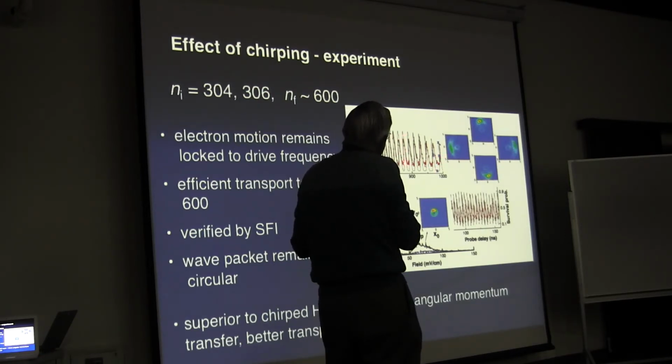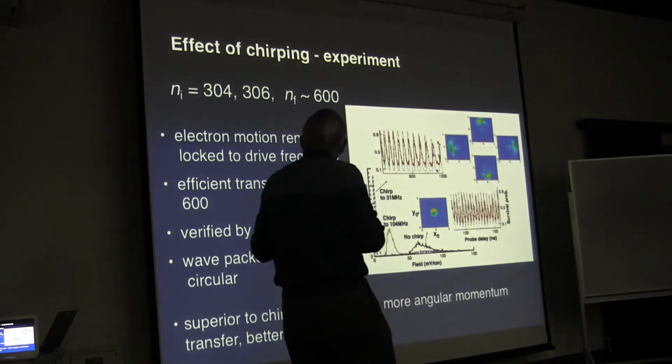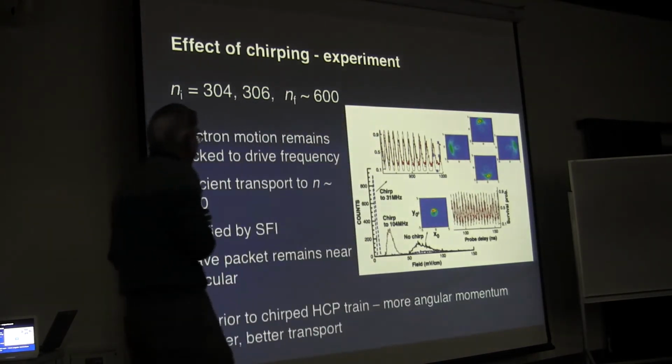We've taken the state to n equals 600. And if you look at the time evolution, you still see these strong quantum beats, meaning it's still localized. But you see the period is dramatically increased. And if you look at a picture of what the wave packet looks like, it's localized, and you see it's moving around in much larger radii than it started.